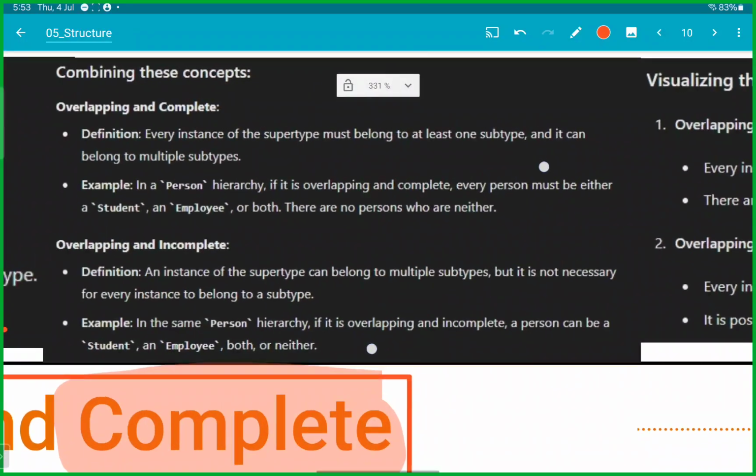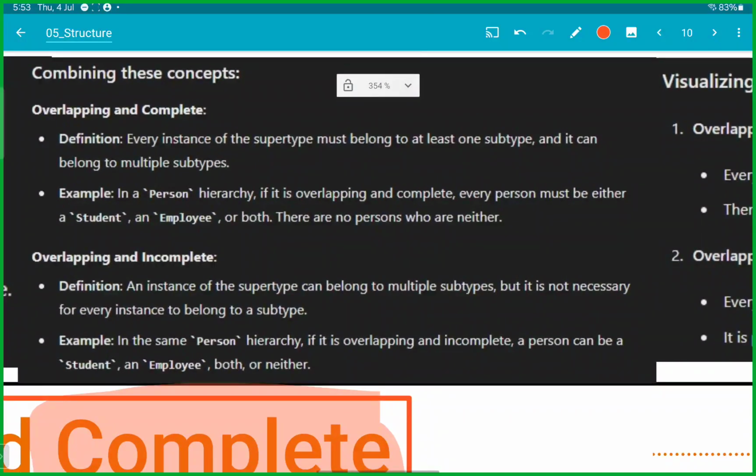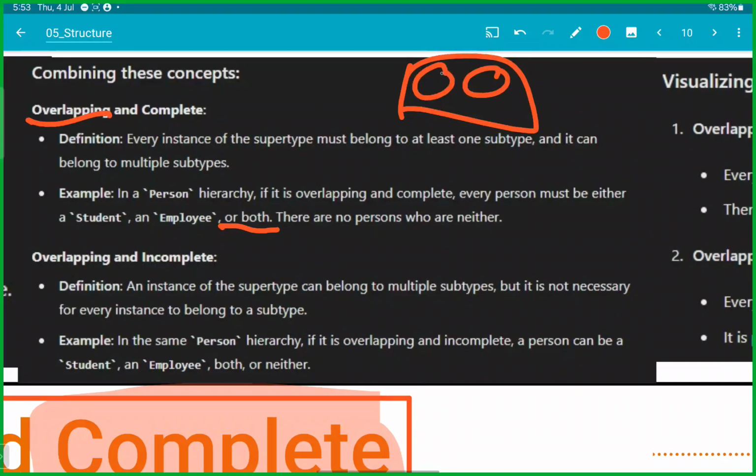And overlapping and complete, in an example, in a person hierarchy is overlapping and complete. Every person must either be a student or employee or both. And there can be nobody who is neither. Because it says "or both," this represents the overlapping part. So this would be like this. You have students, employees, and people who are both.